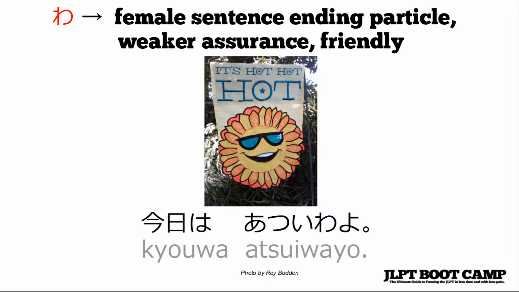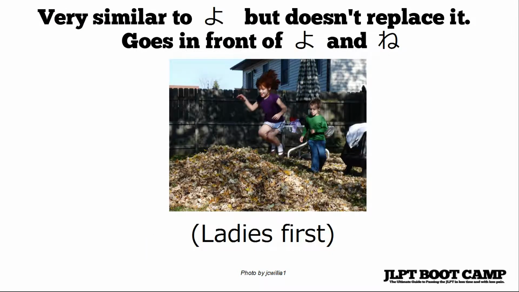So, for example, this sentence, "Kyou wa atsui wa yo," means it's very hot today. Be careful. Maybe you should stay inside. And again, this is very similar to yo, but doesn't replace it. It would be used sometimes with yo or ne, and if they're used together, then the wa goes first. Ladies first.